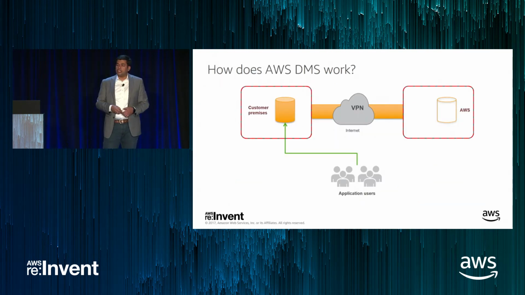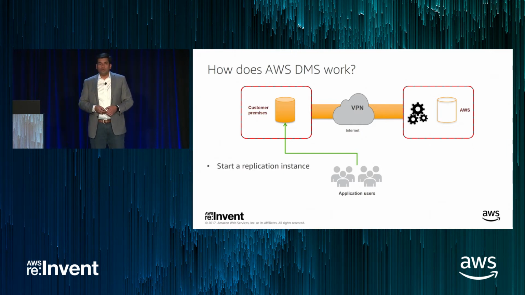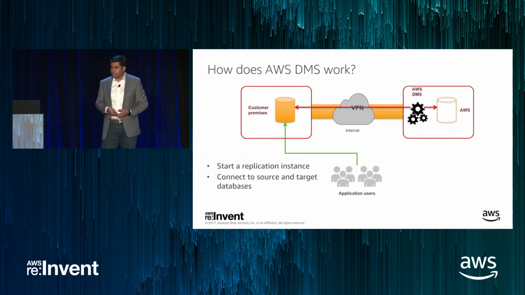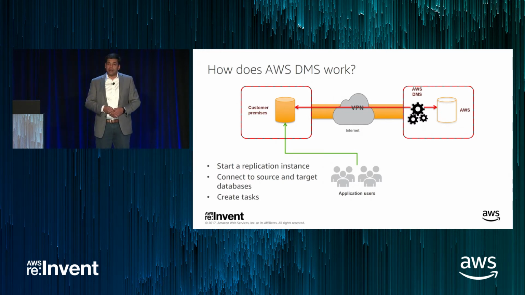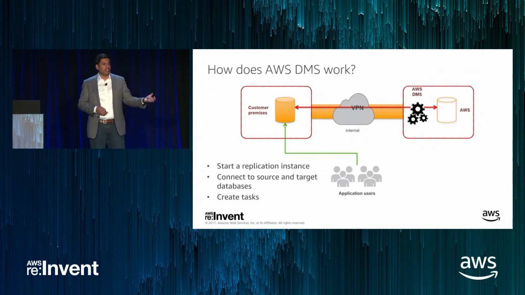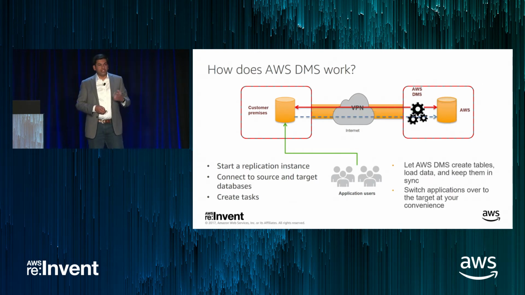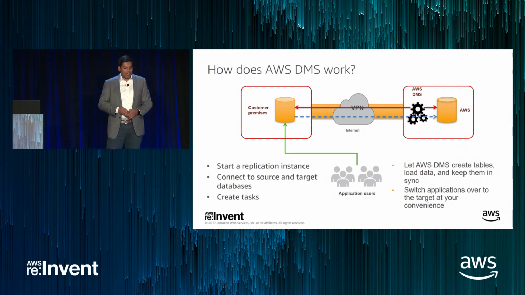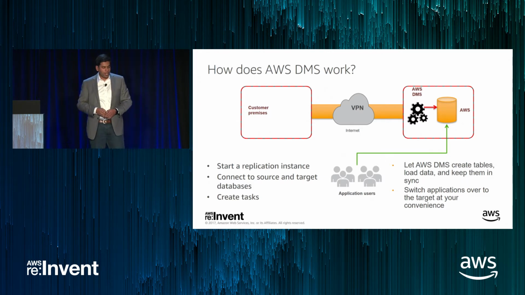So how does this work? Essentially, you first provision a replication instance. Once this instance is created, you connect it to the source and destination databases so that it knows where to move the data from, and create tasks. Tasks define what kind of data you want to migrate from your source database to your destination database. And that's it. DMS then takes care of migrating your data into your destination database through change data capture. And once you are done, at that point, you just point your application back to your destination Aurora cluster.